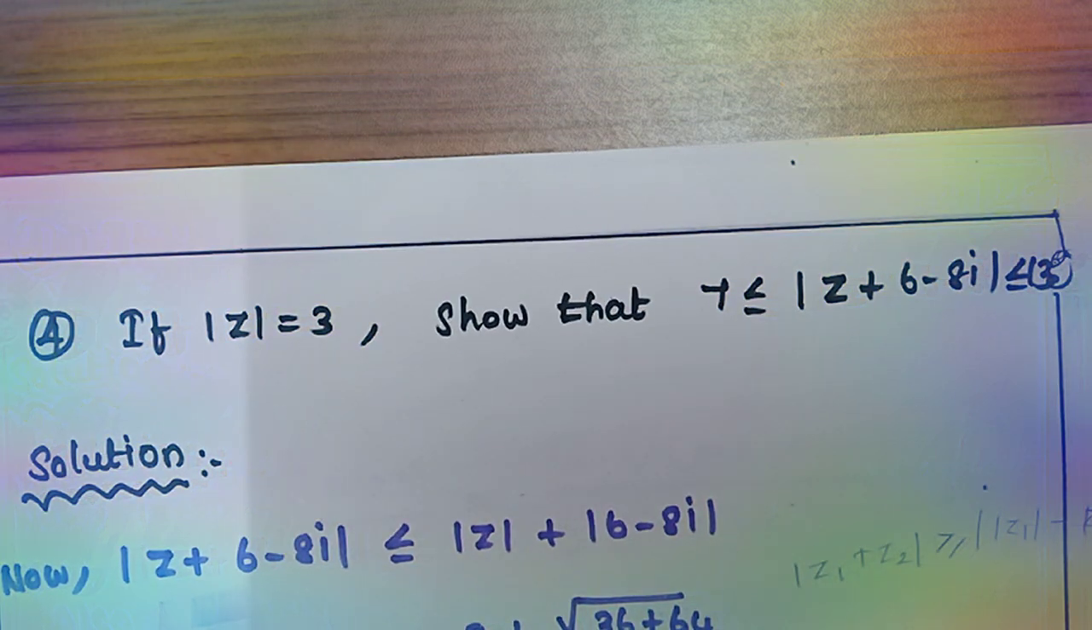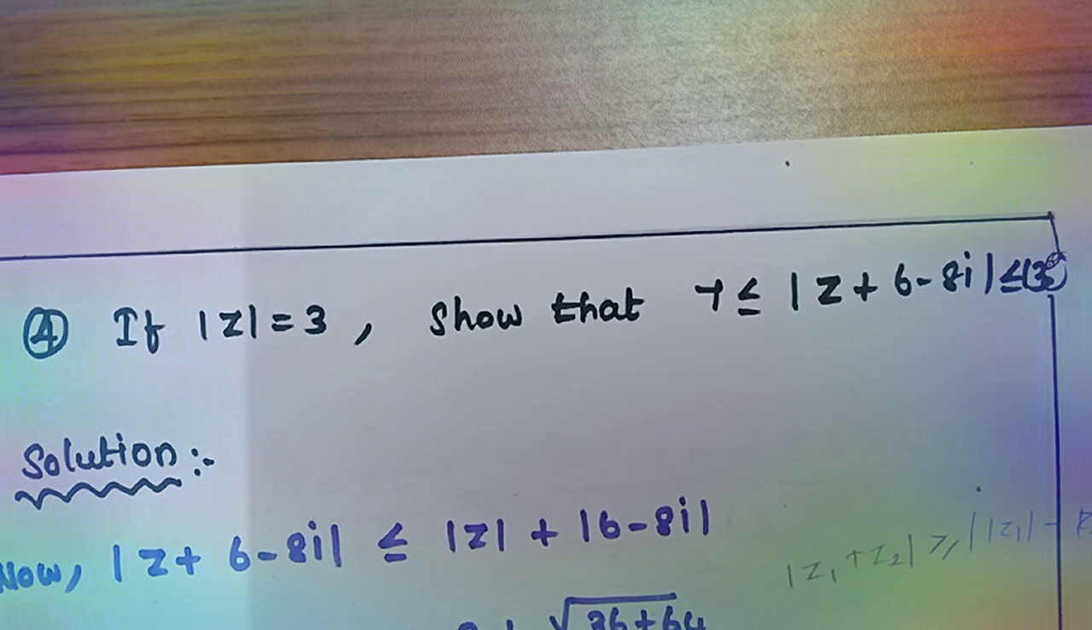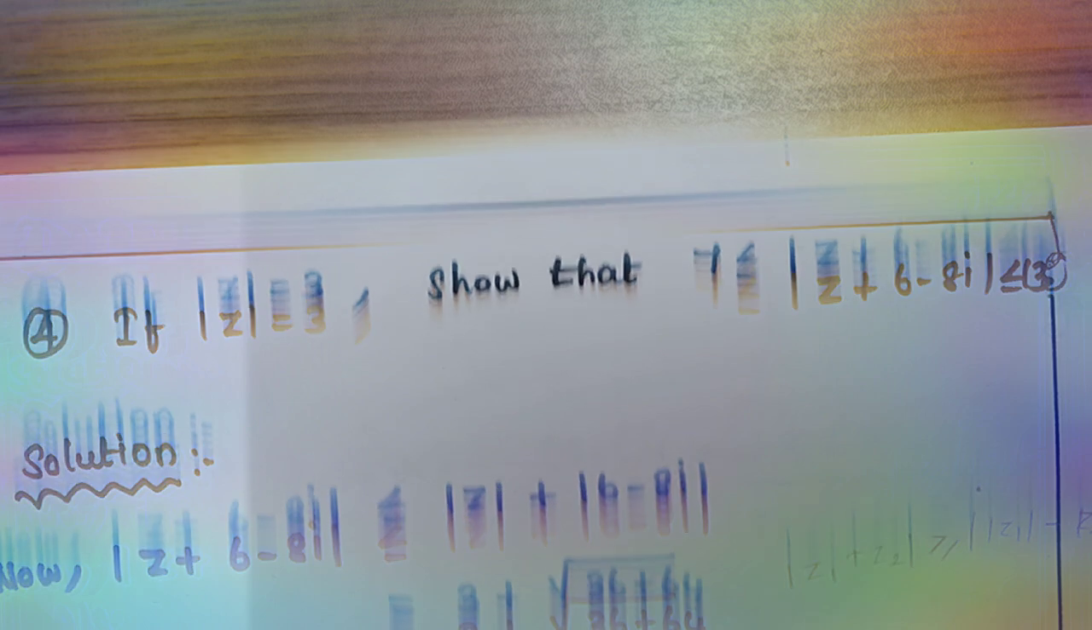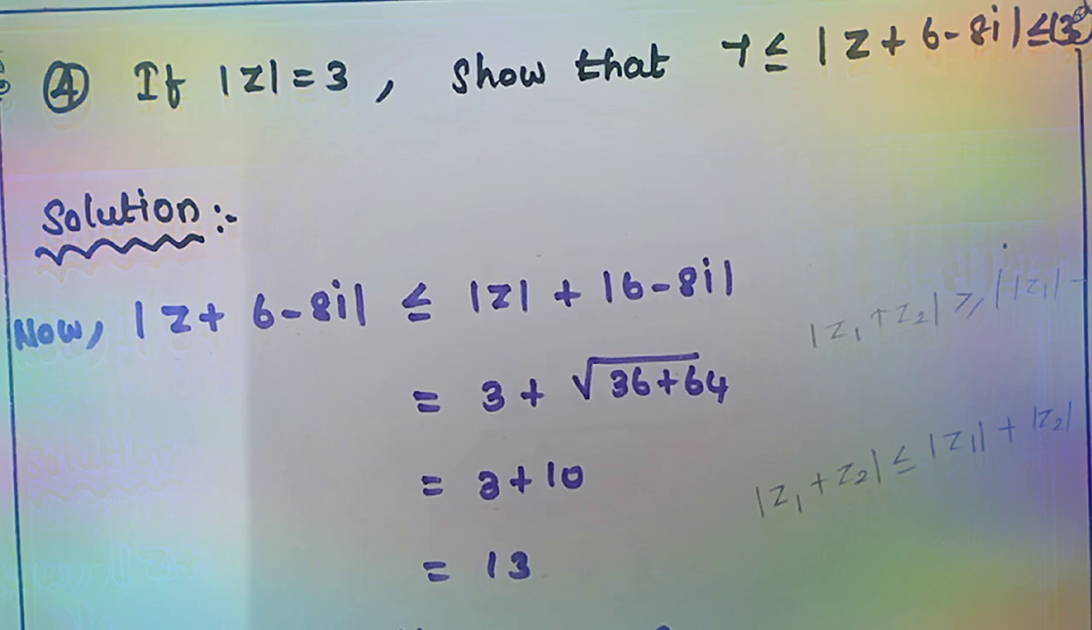So modulus of z plus 6 minus 8i, which is less than or equal to, means separately we have to take modulus of z plus modulus of 6 minus 8i. Given that mod z equals 3, this value is 3. We apply modulus here. Modulus value means root of 6 square plus 8 square. So this value becomes 10. 3 plus 10 means 13. So this value is less than or equal to 13. Let us take this as equation 1.